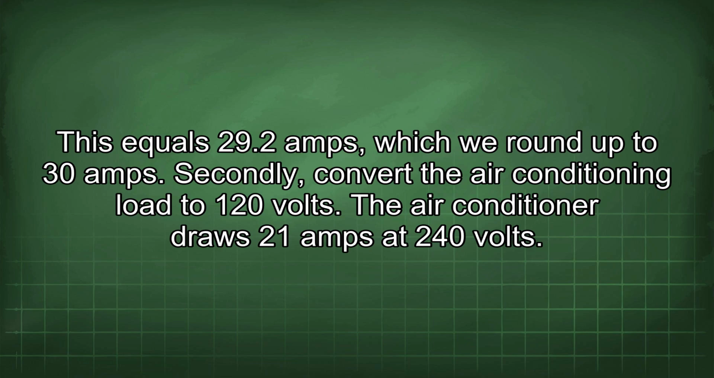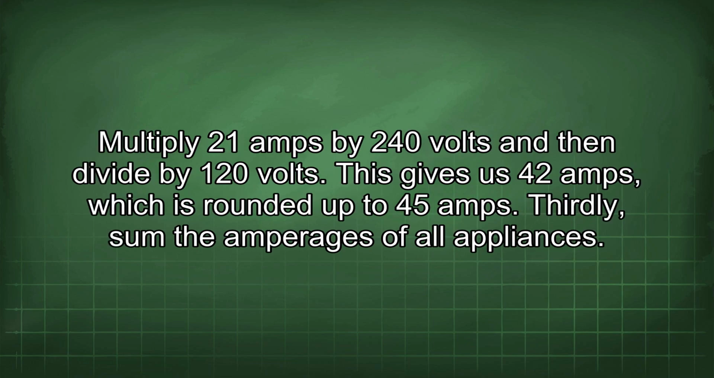Secondly, convert the air conditioning load to 120 volts. The air conditioner draws 21 amps at 240 volts. Multiply 21 amps by 240 volts and then divide by 120 volts. This gives us 42 amps, which is rounded up to 45 amps.